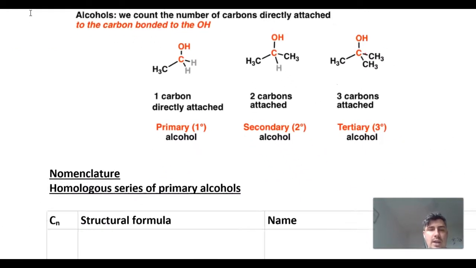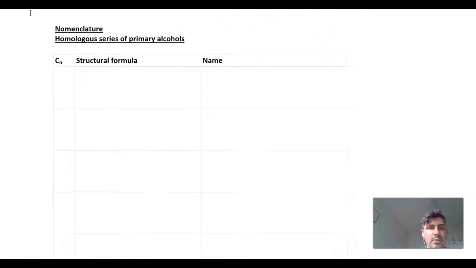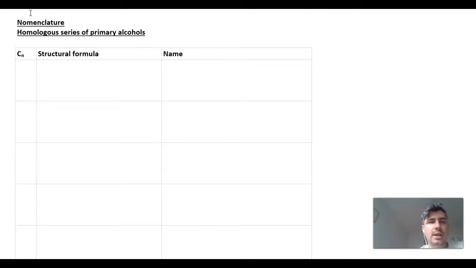So let's have a look at how we name these. First of all, we're going to look at the primary alcohols. So you'll want to pause this video. We're going to show where there's 1, 2, 3, 4, and 5 carbons in a row. And this is called a homologous series because they're all the same type of molecule, just with an increasing number of carbons, and they're all going to be primary alcohols. So the hydroxyl group will be attached to the end each time. So I want you to put the structural formula and the name of it on the right there.